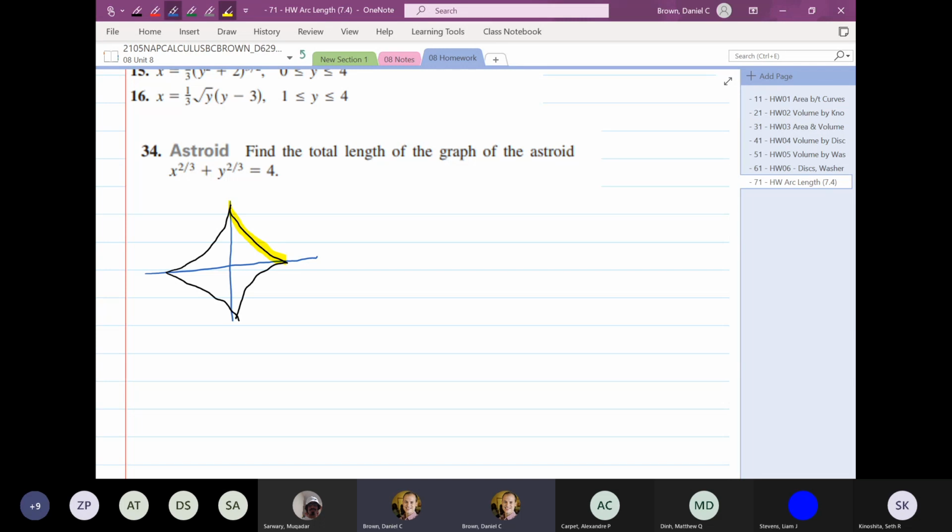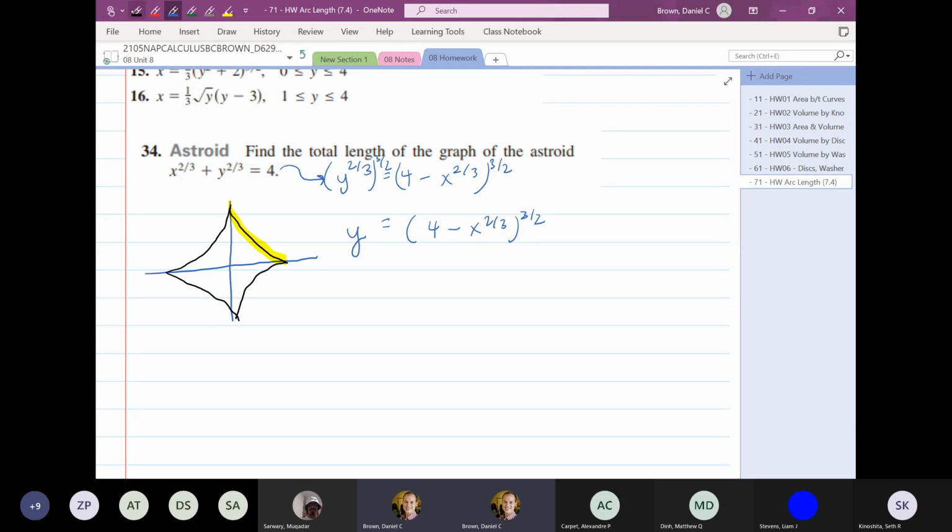So if I'm looking at this one, I'm going to do it in terms of x like we're used to. So I have y to the 2/3 is equal to 4 minus x to the 2/3. How do I get rid of that exponent when I'm solving for y? I can raise both sides to the reciprocal of the exponent, so raising it to the 3/2. So I get that y is equal to (4 minus x to the 2/3) to the 3/2. And be careful not to distribute that 3/2 across.